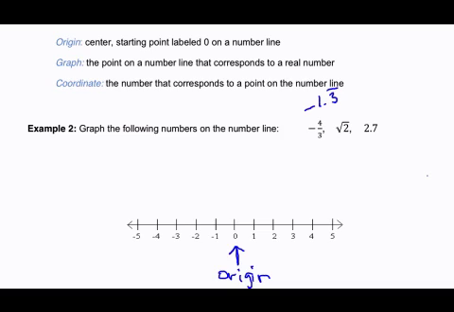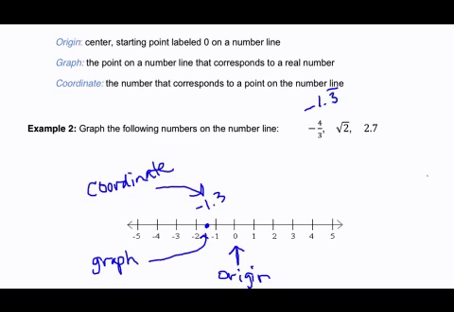So if we go to our number line, we're going to go to -1, and it's 0.3, so we're going to go a little bit further to the left, but not quite to halfway, and we're going to put a point there. So the point is our graph. And again, we need to label it, or label the coordinate, and this is -1.3. So the label that we give to the point is what we call our coordinate. Now we can do the same with the other two numbers.